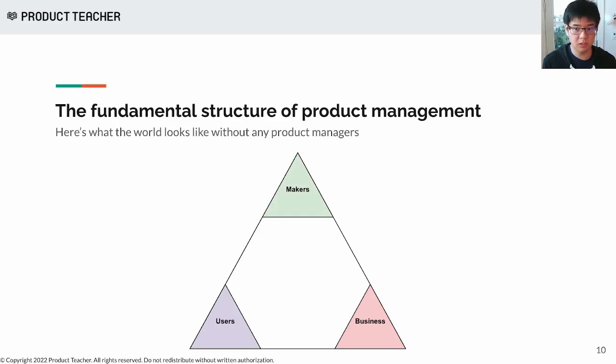On the flip side, makers are saying, well, users are giving us requests that are kind of unreasonable. They don't make sense with our platform. And finally, makers and businesses are also in conflict all of the time, specifically around development velocity.